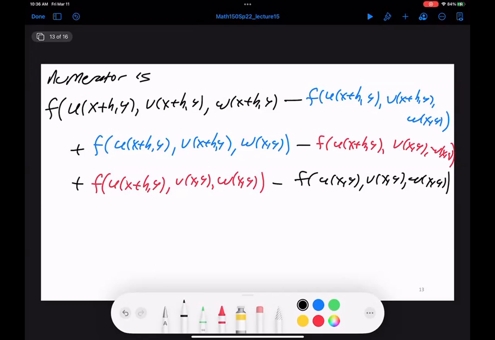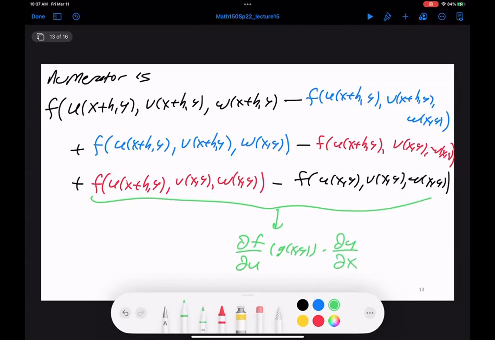And if you look at what's going on over here, notice that the second and the third components don't change at all. Because the second and the third components don't change at all, the action is happening in the first component. And so when I look at this change, when I divide by h and I take the limit, this is going to look like df du at my point, g of x, y. And then I have to take into account the du dx. It's just the one-dimensional chain rule.